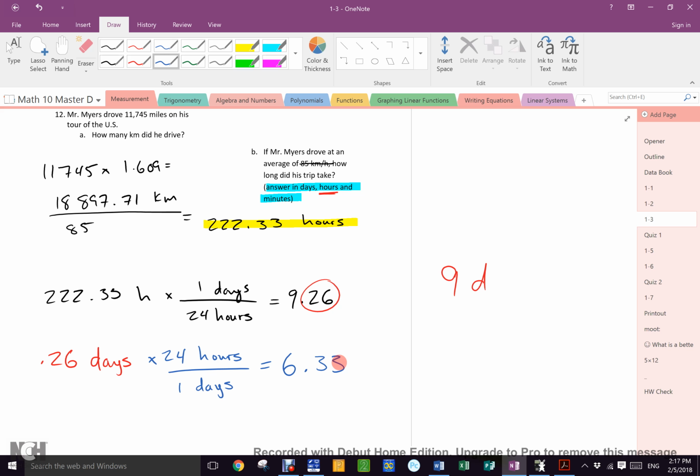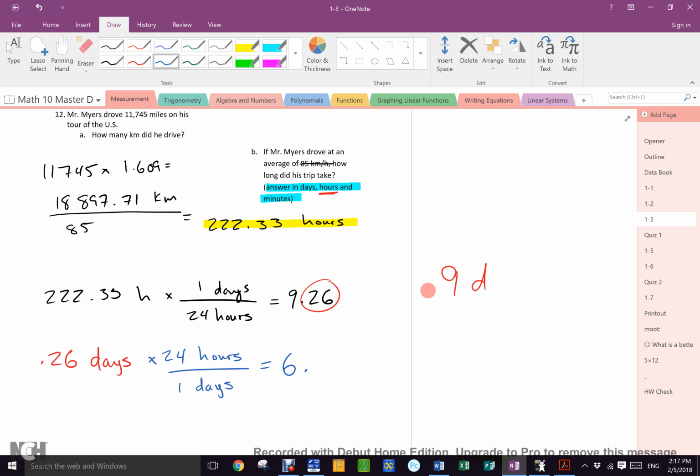It's actually 6.24. I did it in a different way. 0.26 times 24. Yeah, hold up. That's if you use the 0.26 and you rounded. If you use the whole decimal that was on your calculator, you're going to get a slightly different answer. And there's another way to do it. I can't show you all the ways. I'm showing you one that works.